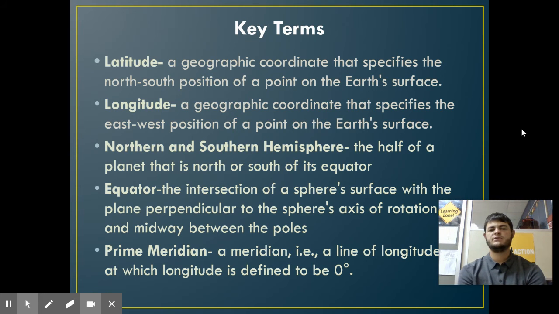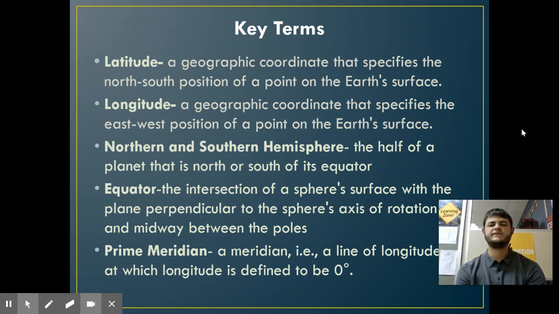Key terms for today, okay? Latitude, longitude, northern and southern hemisphere, equator, and prime meridian. Latitude is just a geographic coordinate that specifies the north and south position of a point on the Earth's surface. Longitude is a geographic coordinate that specifies the east-west position of a point on the Earth's surface. Northern and southern hemisphere, the half of a planet that is north or south of its equator.